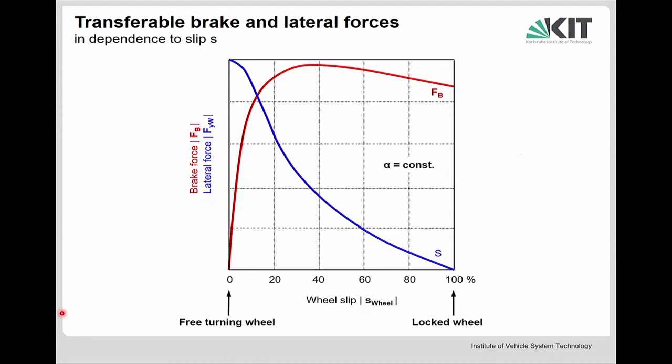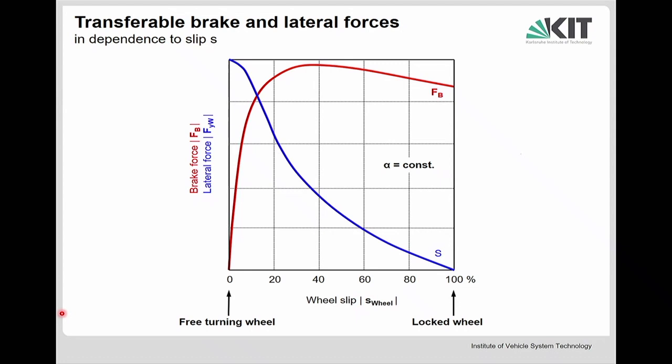And this slip is an important quantity to decide if we have the potential to apply a higher brake pressure in the brake line, to request more braking force to be supported between tire and road, or if we have to release the brake in order to avoid too high slip.